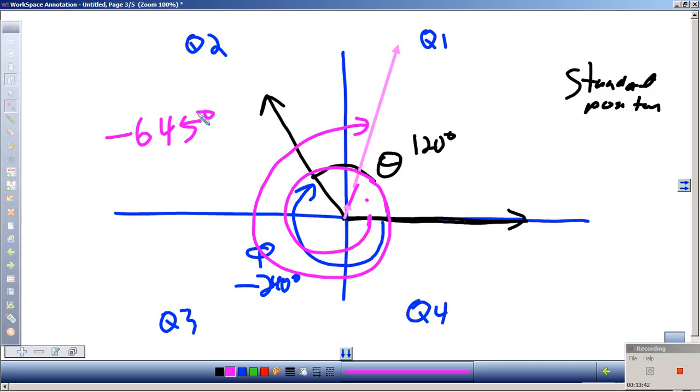How big of angles could we draw on this? Could you draw a 1,000,000-degree angle? Anyone want to do it for me? Okay. Where would a 1,000,000-degree angle end? How can you tell where it's going to end?